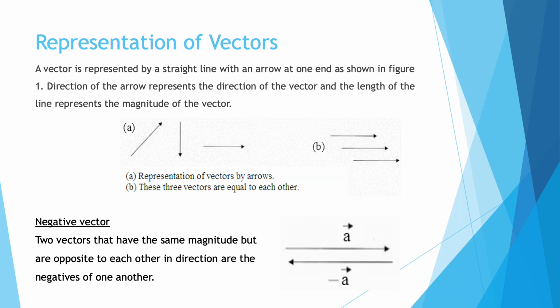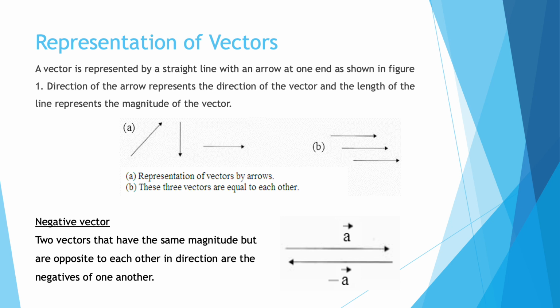Representation of vectors. A vector is represented by a straight line with an arrow at one end as shown in figure. Direction of the arrow represents the direction of the vector and the length of the line represents the magnitude of the vector. Here in diagram A, three vectors are given. The first vector shows the direction towards northeast. The second vector shows the direction towards south. And the third vector shows the direction towards east.